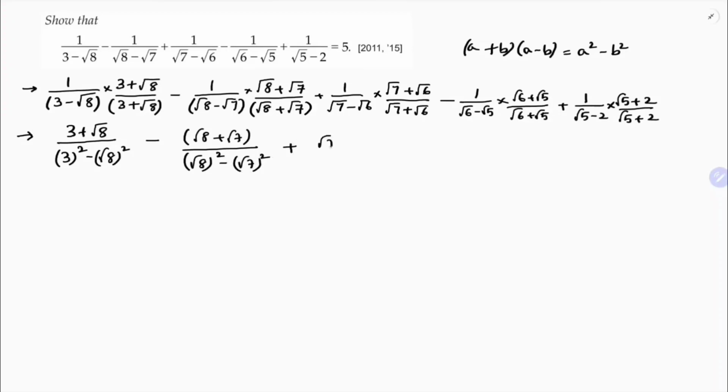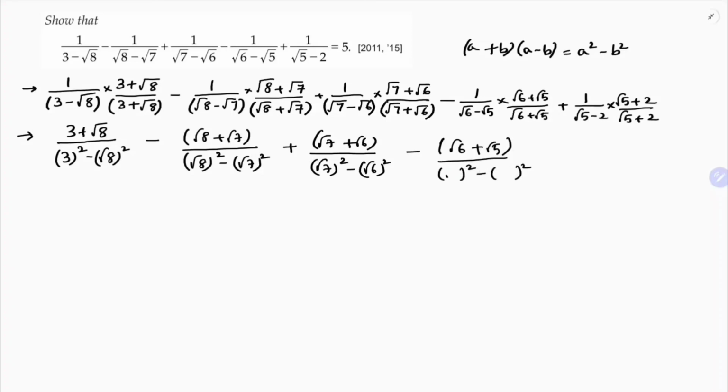Plus 1 into root 7 plus root 6 by root 7 whole square minus root 6 whole square, a square minus b square, because here also it is a plus b into a minus b. Minus here, 1 into root 6 plus root 5 is root 6 plus root 5, by a square minus b square. Here you will get root 6 square minus root 5 square, plus 1 into root 5 plus 2 by root 5 whole square minus 2 whole square, a square minus b square.